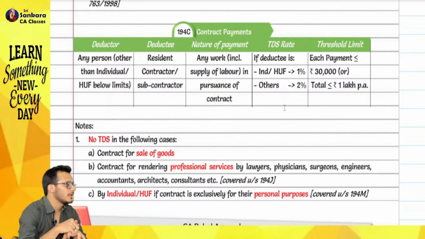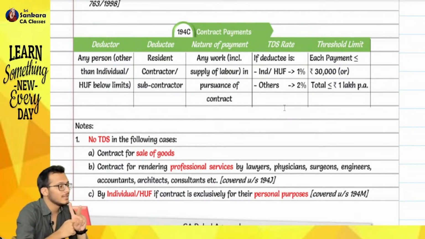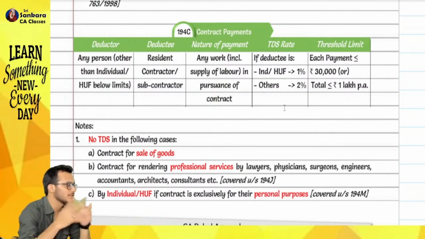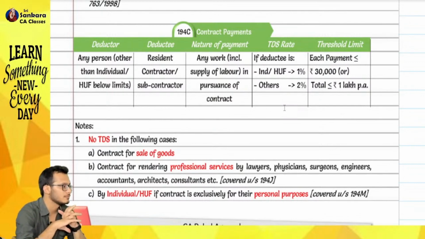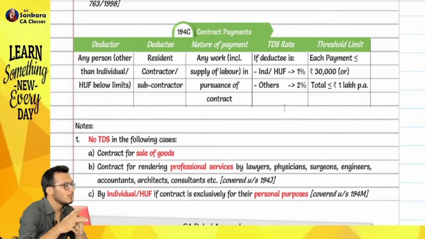The transport operator has to give you what? PAN number, then a declaration saying he has less than 10 vehicles. Rahul, I gave my PAN number but I did not give declaration. TDS is at the rate of 1 or 2%. Rahul, I gave him a declaration but forgot to give PAN number. TDS is 20%.